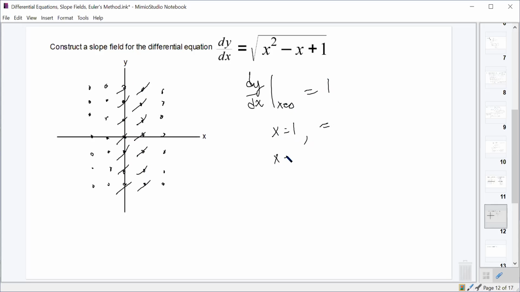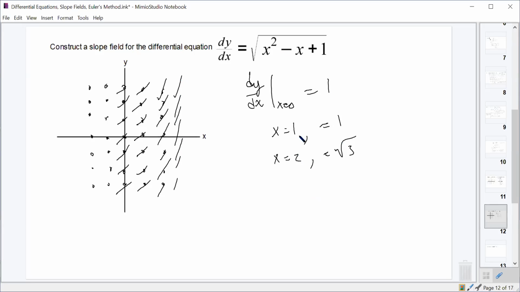What about when x is 2? Root 3. Yep. So a little bit steeper. And what if we put in one that was more than 2, like x equals 3? Goes up even more, right? That's going to become root 7. So we get even steeper slopes the further to the right we go.